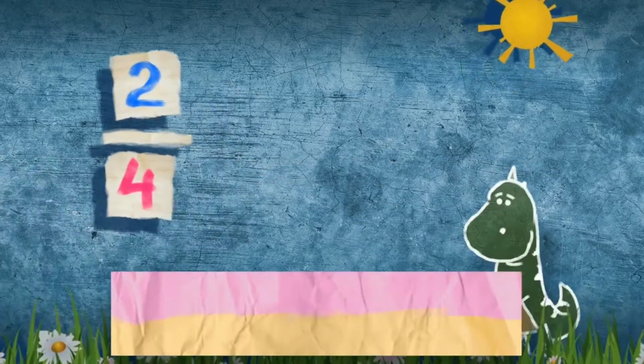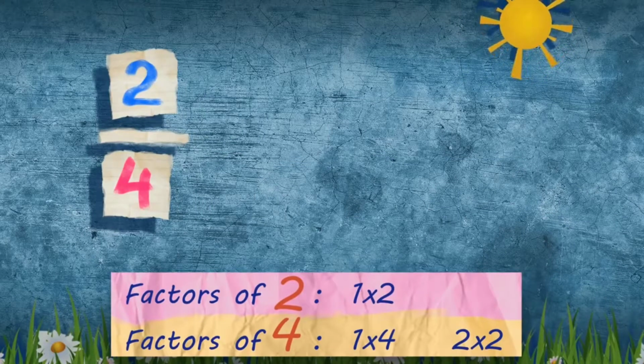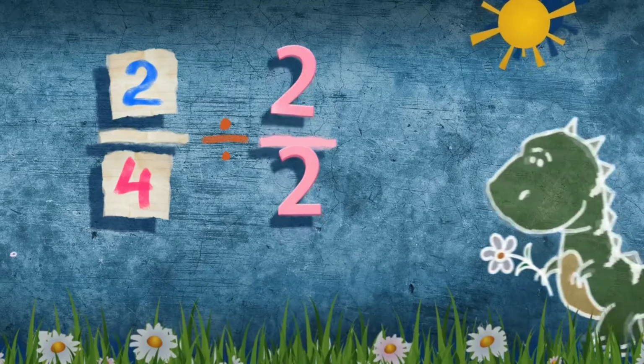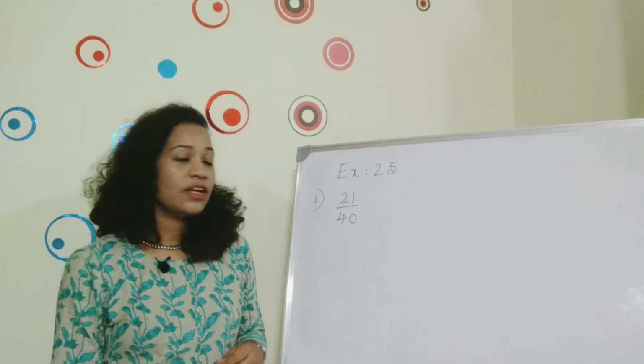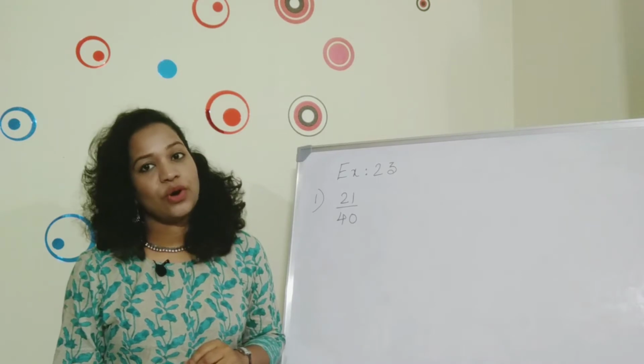To convert to the simplest form, we have to find the greatest common factor. Then take that numerator and denominator and divide them by that common factor. You all know how to find the HCF of the given two numbers. Let's check whether this fraction is in its simplest form or not.